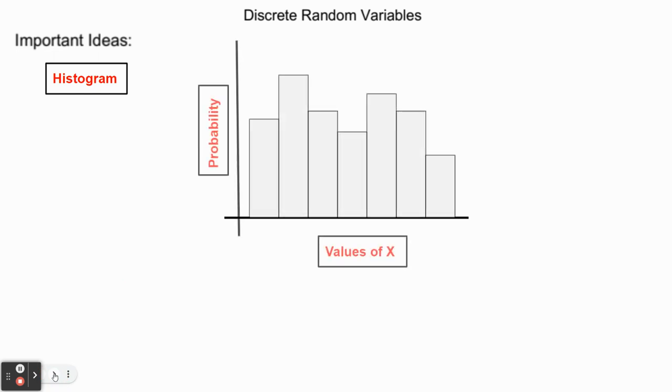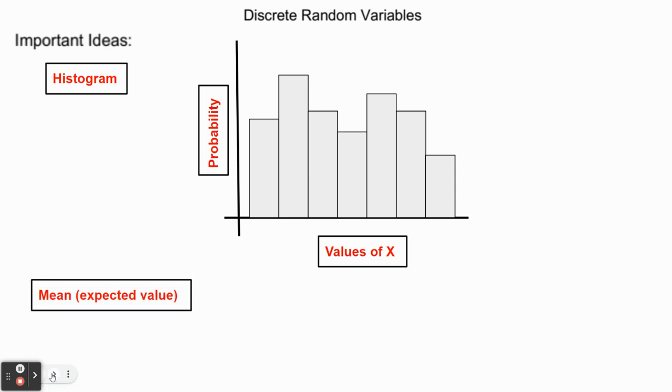Also, histogram, the values of x, and on the vertical axis, their probabilities. The mean, or expected value, of your discrete random variable is the summation of all your x values times their probabilities. So adding each one up, multiplying it by the probability, the likelihood that that number will take place.